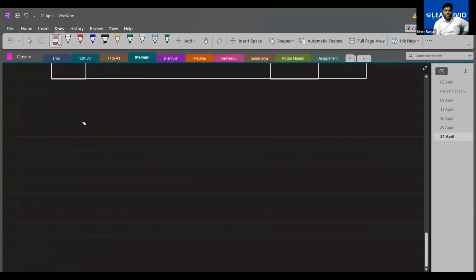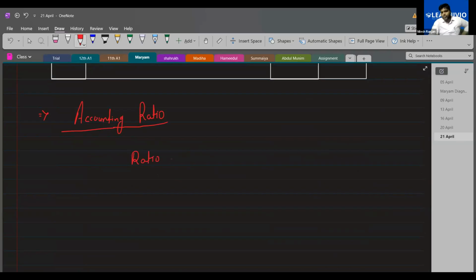So, accounting ratio. Some students have already learned this ratio type portion, not accounting ratio, but ratio type portion in 9th, 10th also. So do you have any idea about what the ratio is? Yes, you have already started it in your school. So there is no confusion about this from 9th, 10th. You don't have to start from here.